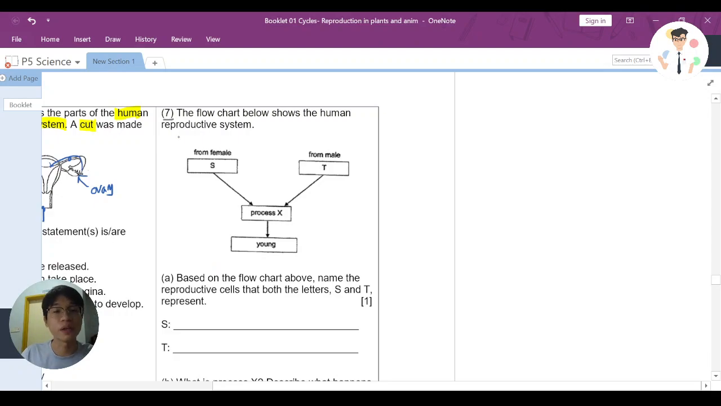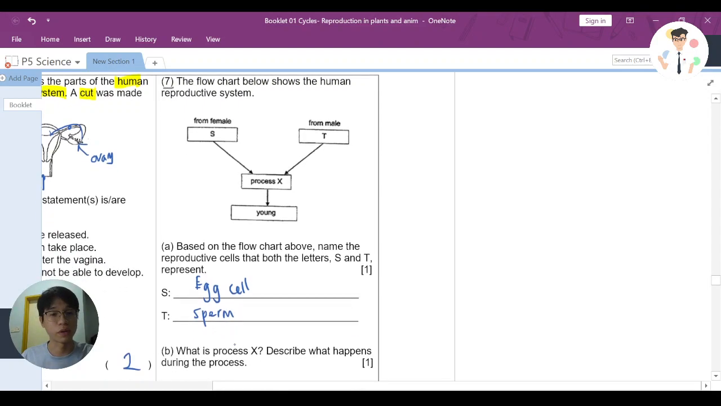So S from female. So what is that thing that actually, what's the female reproductive cells? We know it's actually the egg cell. Okay, egg cell. How about T? T is the male reproductive cells, which is, we call it as sperm. Okay, simple, and let's move on.